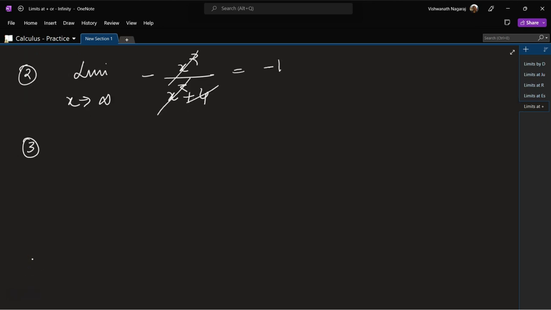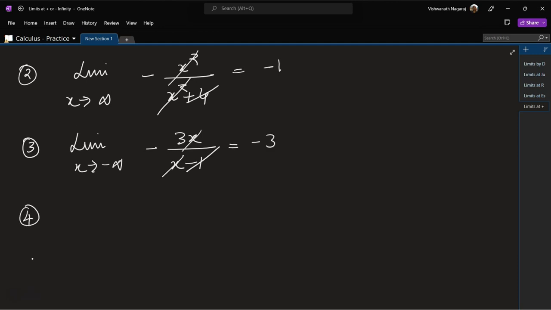Okay. Third one, limit as x approaches minus infinity of minus 3x by x minus 1. So here infinity minus 1 has no impact. X gets cancelled and we are left with minus 3.